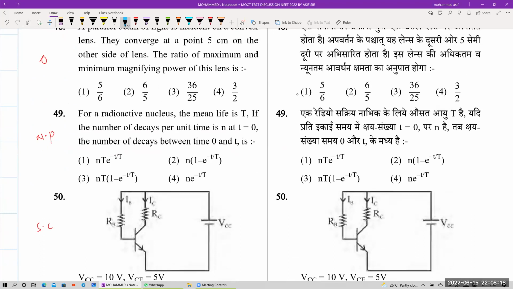For a radioactive nucleus, the mean life is T. The number of decays per unit time is N at t is 0. The number of decays between 0 to T will be equal to how much? कोई दे सकता है क्या आंसर इसका? देख लीजिए. रेडियोएक्टिविटी के लिए डीके पूछ रहा है यहाँ पर बेसिकली. t is equal to 0 के पास एक्टिविटी कितना है बेटा? मेरे पास N है. कितना आ जाएगा? थोड़ा ऑप्शन दे रखा है आंसर इसका.